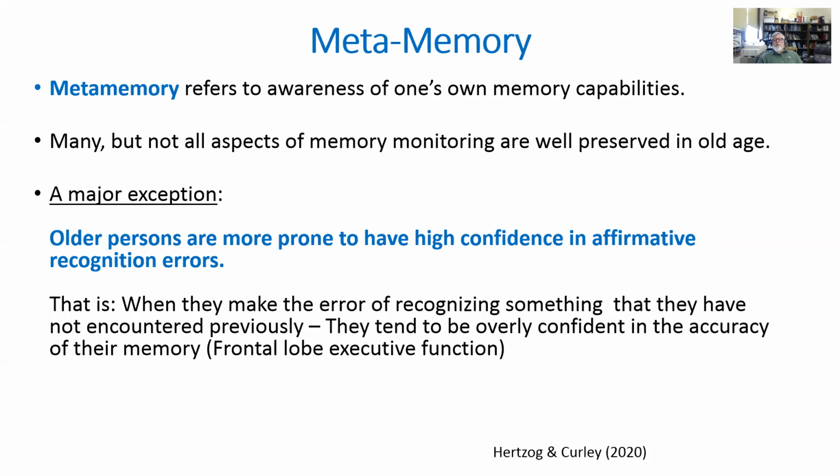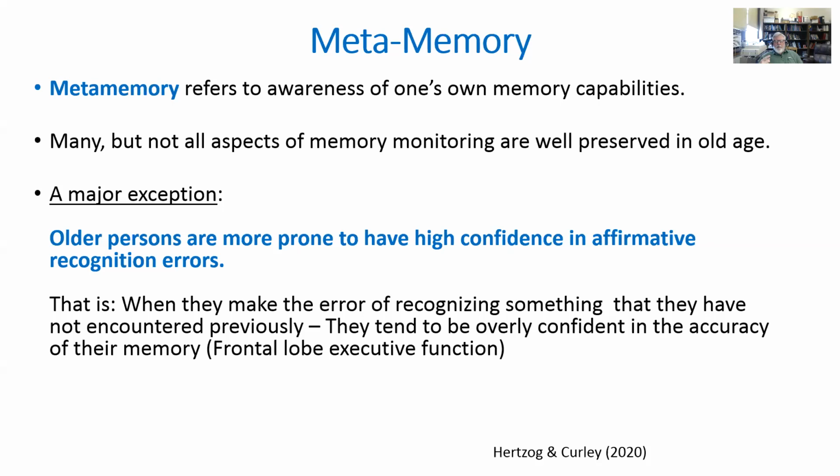But there's one sort of chink in our armor with respect to metamemory when we get older. That exception is that older persons have been found to be more prone to what we call high confidence affirmative recognition errors. Now, what does that mean? What is an affirmative recognition error? It's a false positive. You see something and you recognize it. Oh, I have seen that before. I have read that before.